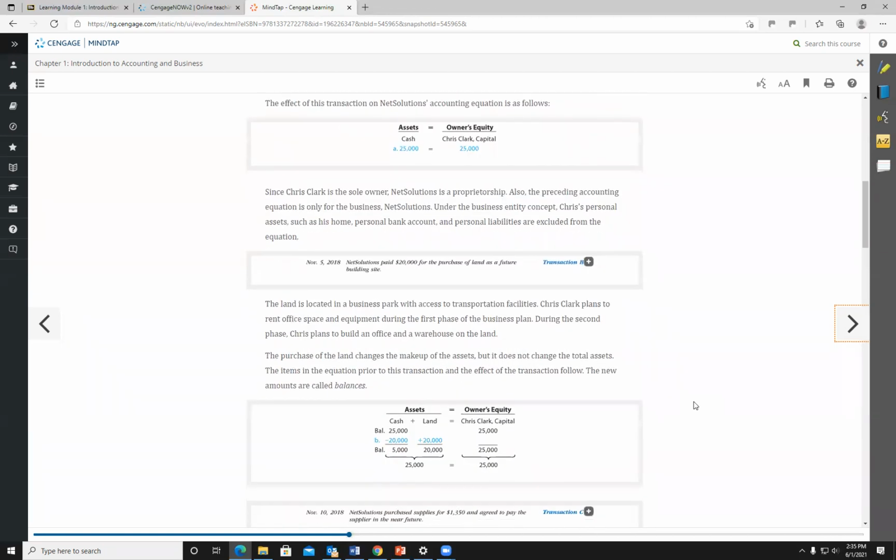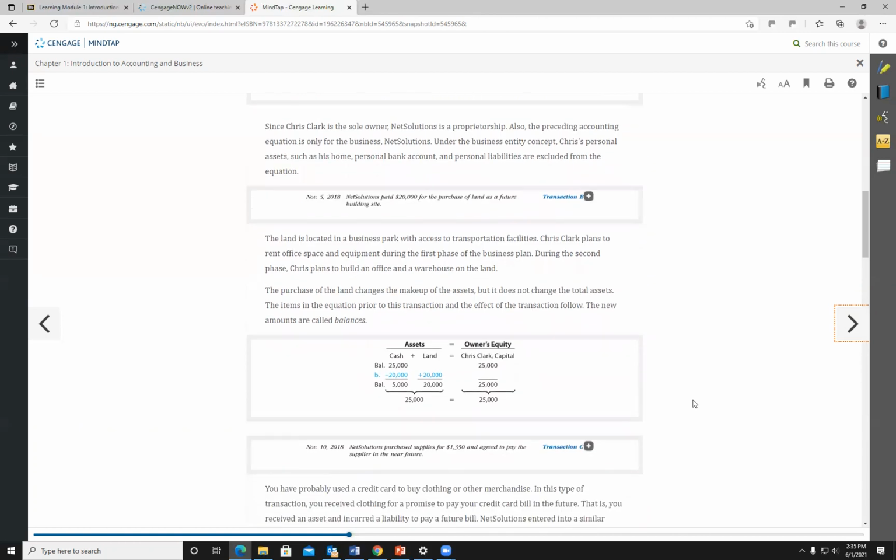Now let's look at the next transaction. Net Solutions pays $20,000 for the purchase of land as a future building site. Let's look at how this affects the accounting equation. He's going to take $20,000 of the $25,000 and purchase land. Both cash and land are assets. So if you look at the accounting equation, he's just transferring $20,000 from one asset to another, but it is not changing his owner's equity at all because his assets still equal $25,000.